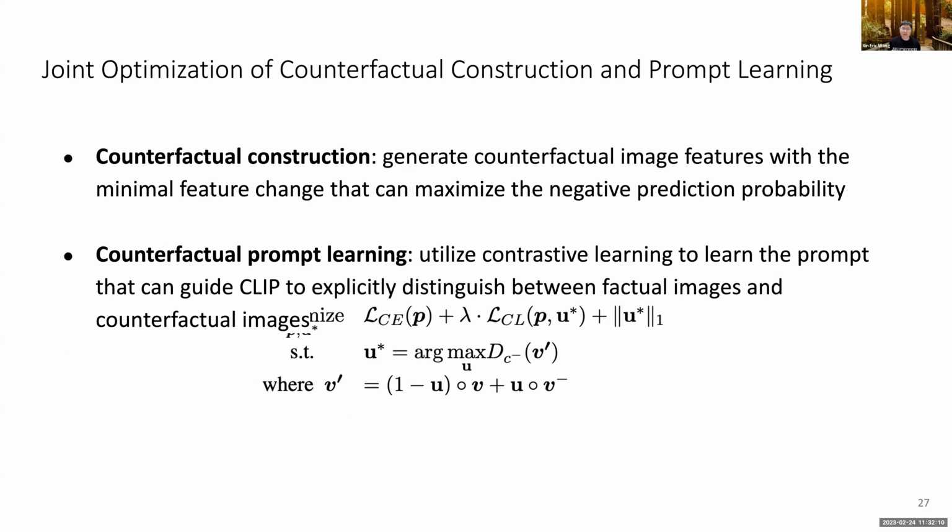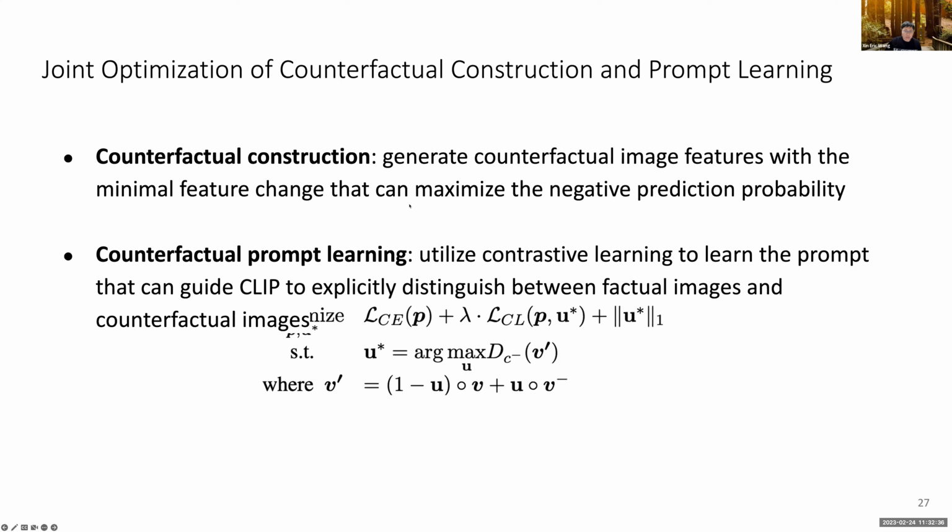And then finally, we do joint optimization of counterfactual construction and prompt learning. So we propose a joint optimization framework. It's not like we first do counterfactual construction, then fix the examples and then learn the prompt. We do those two steps all at once, simultaneously.